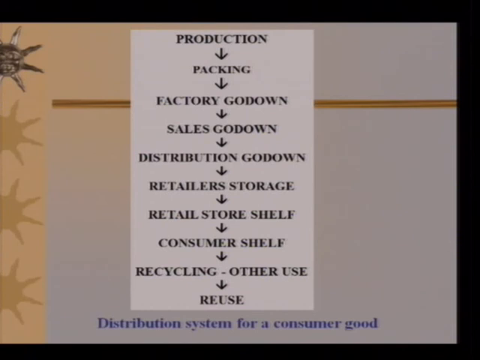Now this flow chart is giving you a distribution system for consumer goods. First, when the material is produced, it is packed and sent to the factory godown. Then it goes to the sales godown. Then it goes to the distribution godown. Then retailers' storage, retail store, consumer shelf, and then recycling and other uses and reuse. So this is the flow chart which shows you the product and its movement up to the time when it goes to the consumer and beyond.